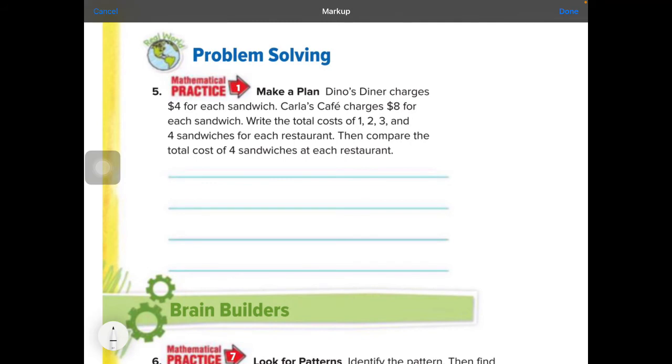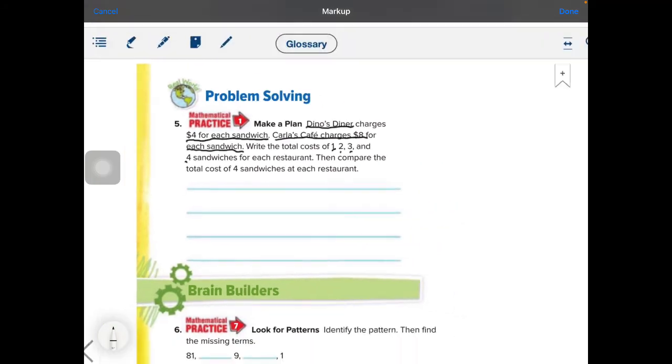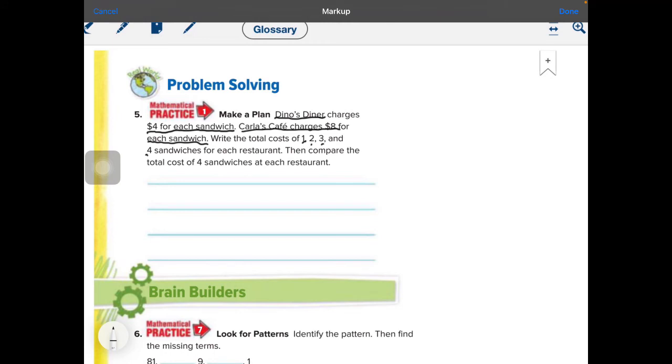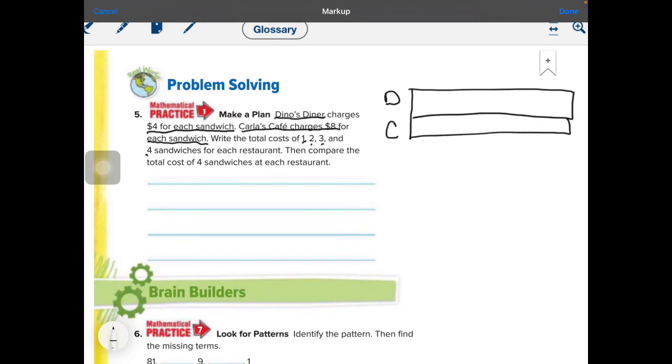Make a plan. Dino's Diner charges $4 for each sandwich. Carla's Cafe charges $8 for each sandwich. Write the total cost for 1, 2, 3, and 4 sandwiches for each restaurant and then compare. Okay, this is where it's going to be helpful for you to have some kind of a table. So I'm going to label D for Dino and C for Carla. Okay, and then we're going to make kind of a little rectangle here.